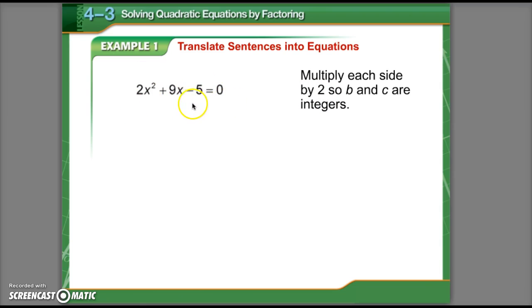So remember before this was 9/2, and this was 5/2, and this was 1. But if we multiply this by 2, and this by 2, and this by 2, and the 0 by 2, because remember, whatever you do on one side of an equation, you have to do on the other side of the equation. Once we multiply everything by 2, then we have whole numbers. We have 2, 9, and -5.